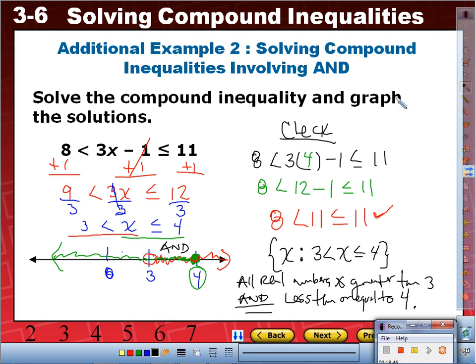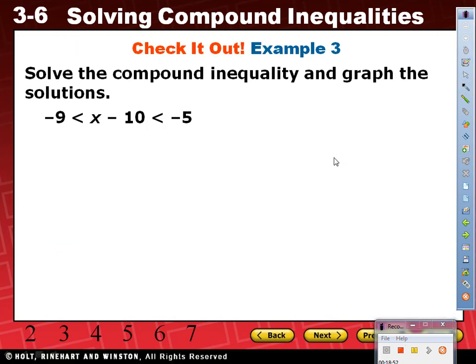Okay, so I'm going to give you this next one. Copy it and do it by yourself so you can get some practice. Here we go. Copy this next one. Example 3: -9 less than x minus 10 less than -5. Do that one by yourself. Go step by step. Simplify, isolate, plot, check. Write your set notation and write in words what it means. Go.